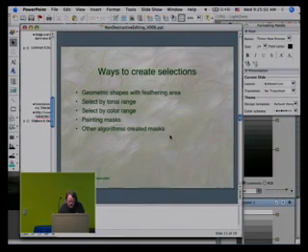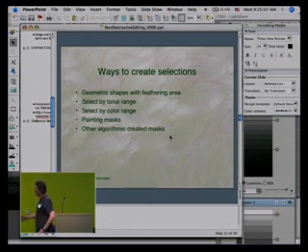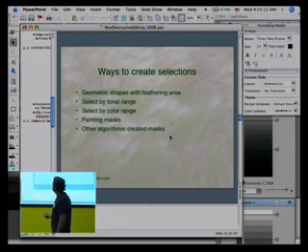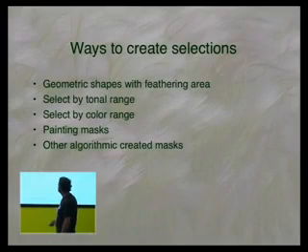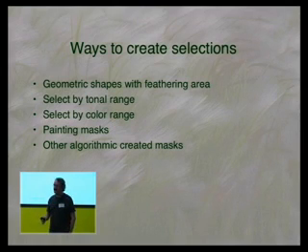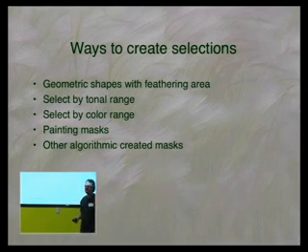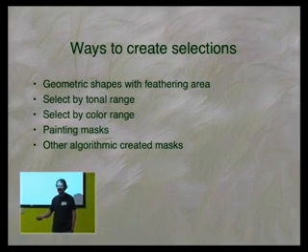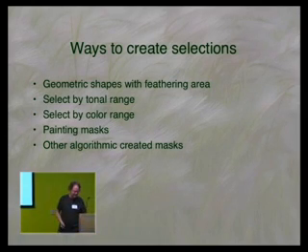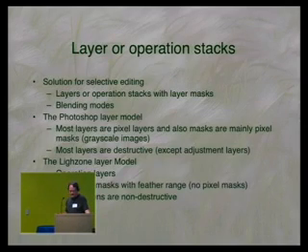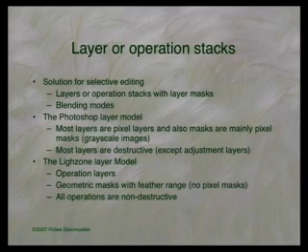So how do we create a selective area? We can create it by geometric shapes. We can select by tonal range. We could select by color range. We could paint masks. Or we can have some algorithmic way. But now the question, how do we organize that?